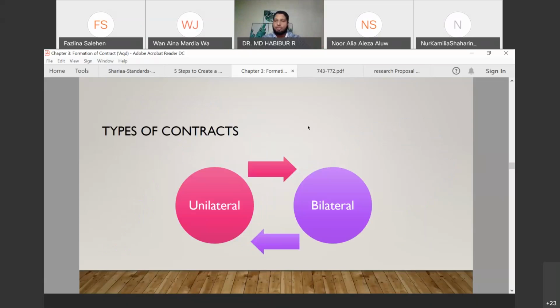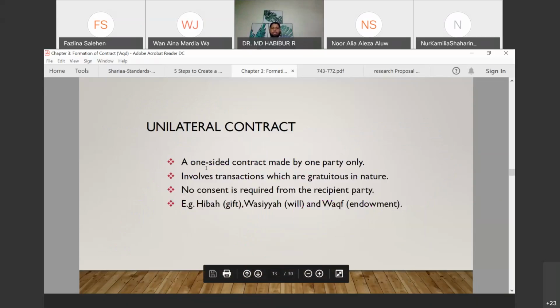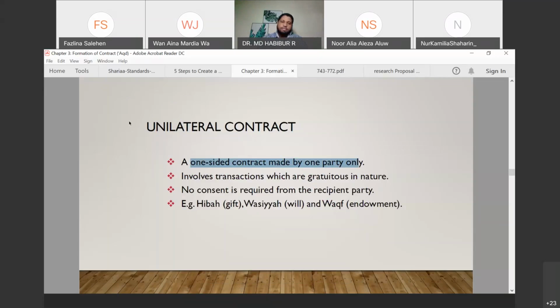Okay. So there are basically 2 types of contract: unilateral and bilateral. Unilateral means one party only, the commitment from one side. Bilateral, mutual, the commitment from both sides. Okay. So what is the unilateral contract? It is a one-sided contract made by one party only. Right. It is basically the transaction that involves a gratuitous nature, means voluntary. It is basically something related to donation, hiba, sadaqat, charitable kinds of activities, one-sided, unilateral. So no consent is required from the recipient party.